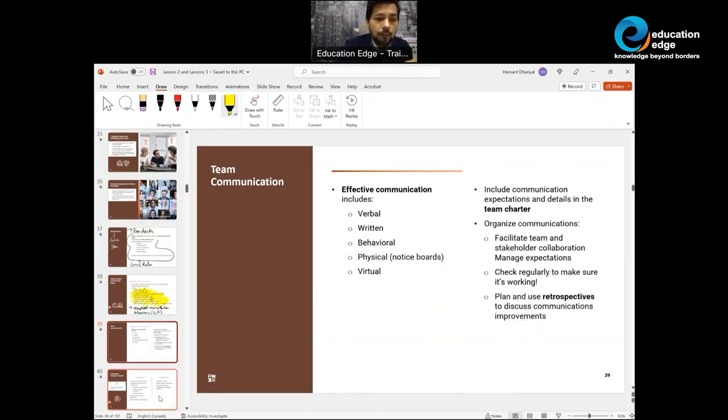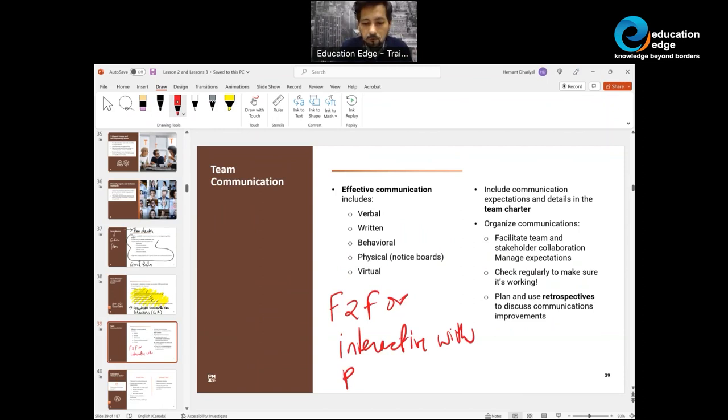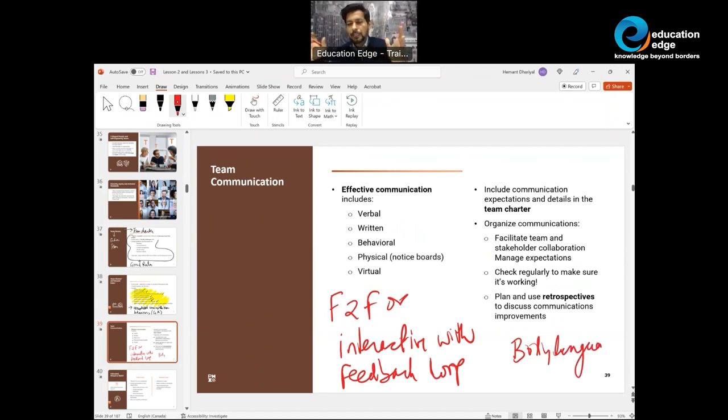Communication. Keep in mind, PMP loves this question, and they'll say, what is the most effective way of communication? Face-to-face or interactive communication with adequate feedback loop is the most effective way of communication. But there are other ways, verbal and nonverbal. Nonverbal is also called body language. Almost, they say 70 to 80% of our communication is body language, right? Or nonverbal cues.